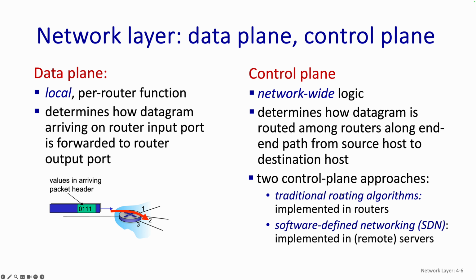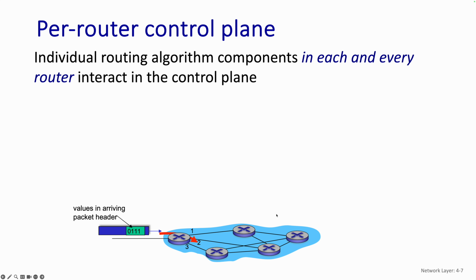There's two different ways of handling the control plane. The traditional way, where we have routing algorithms that are distributed between all nodes. And then we have software-defined networking. That's relatively new, SDN it's called, where you have one central entity that's controlling all these different routers. And we'll talk about that. I have a picture on that in a second. So it's per router control plane. Let's talk about that.